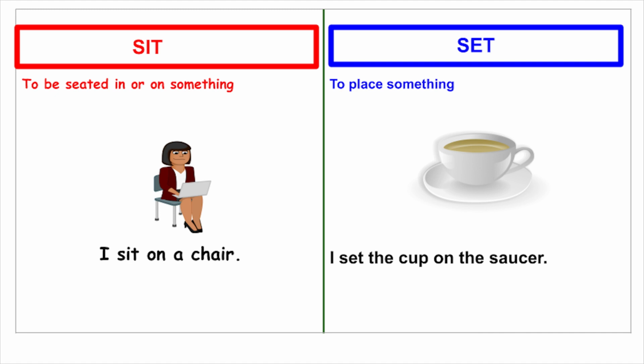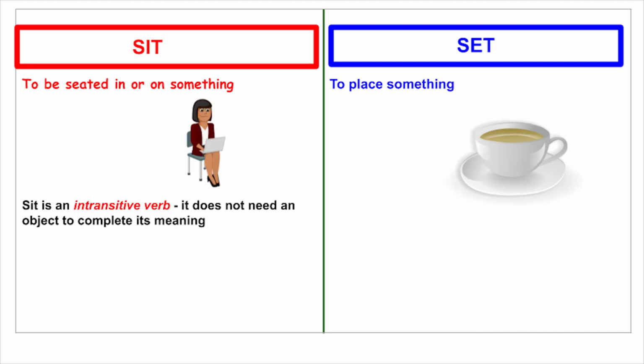Now, let's look at how we identify the difference between sit and set. Sit is an intransitive verb. An intransitive verb does not need an object to complete its meaning. An object usually asks the question whom or what. For example, I sit. If we ask the question, sit whom or sit what, we do not have an answer. We cannot sit something. So sit does not need an object to complete its meaning. I sit could stand on its own because it means I'm in a seated position.